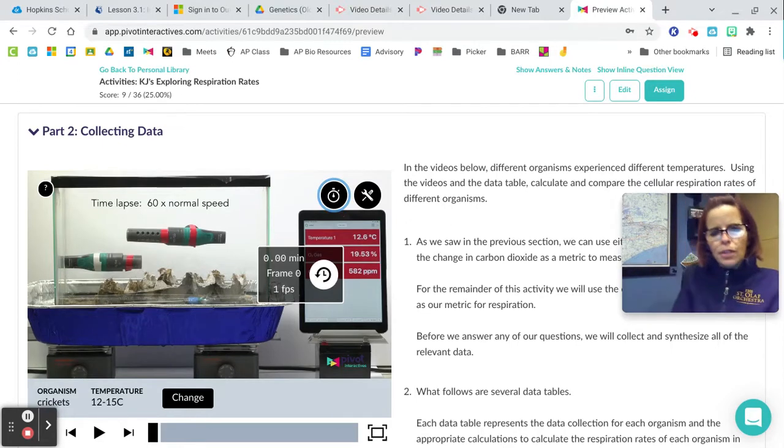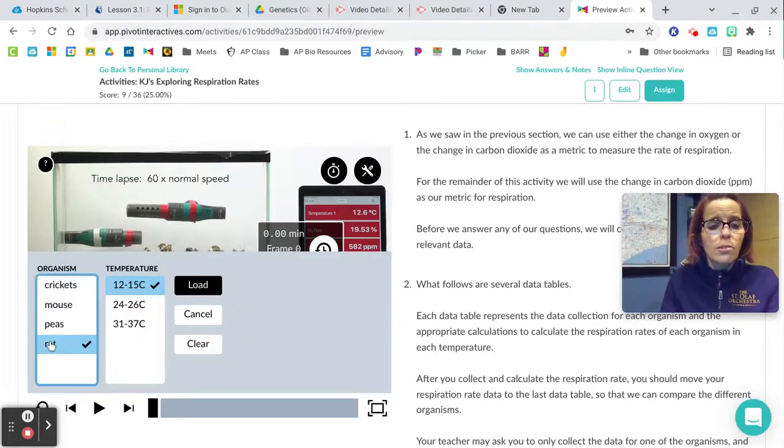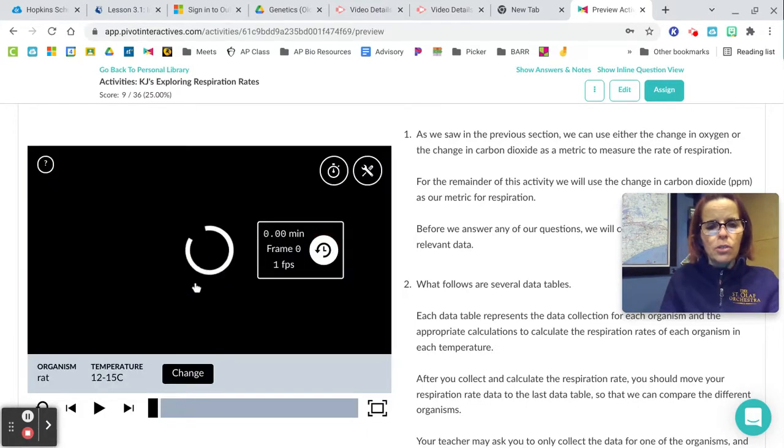That's what we're looking for, so that you have time set. Down here, the organism that you guys are going to pick is rat. So you're going to collect data on rats. I'm going to give you all the rest of the data. So listen carefully here. I'll hit load right now, and we're going to do the cold temperature one.